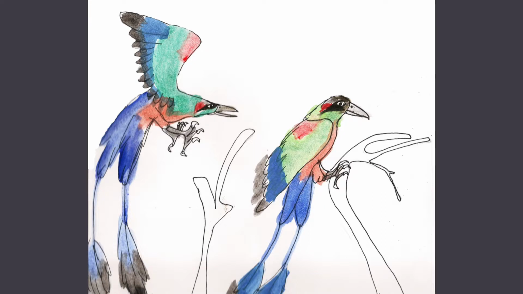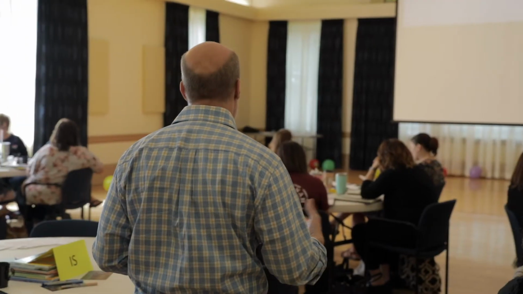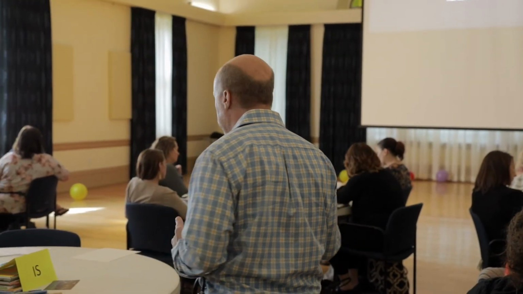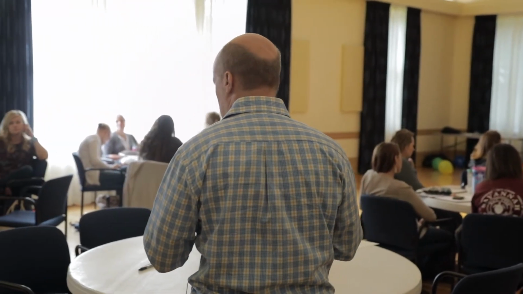So Carla noticed these pictures in the margins. And what Carla said is, I wanted to find a way to bring her birds to the classroom, to make them a part of what we were doing. She felt valued when we took an interest in and praised her birds. So here's this student that's pretty much disengaged with language, but is brilliant with visual, right? So the question was, how can we bring the two together? How can we bring her visual acumen into the classroom in order to improve her language?